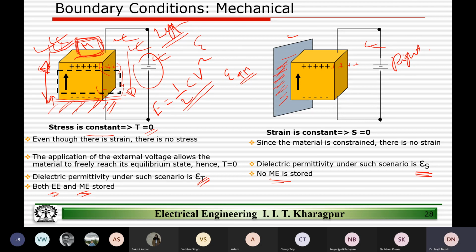If we think in terms of half CV square, energy is proportional to the permittivity. So which one will have higher permittivity? That is the one on the left. So epsilon T is actually higher than epsilon S. Understood?